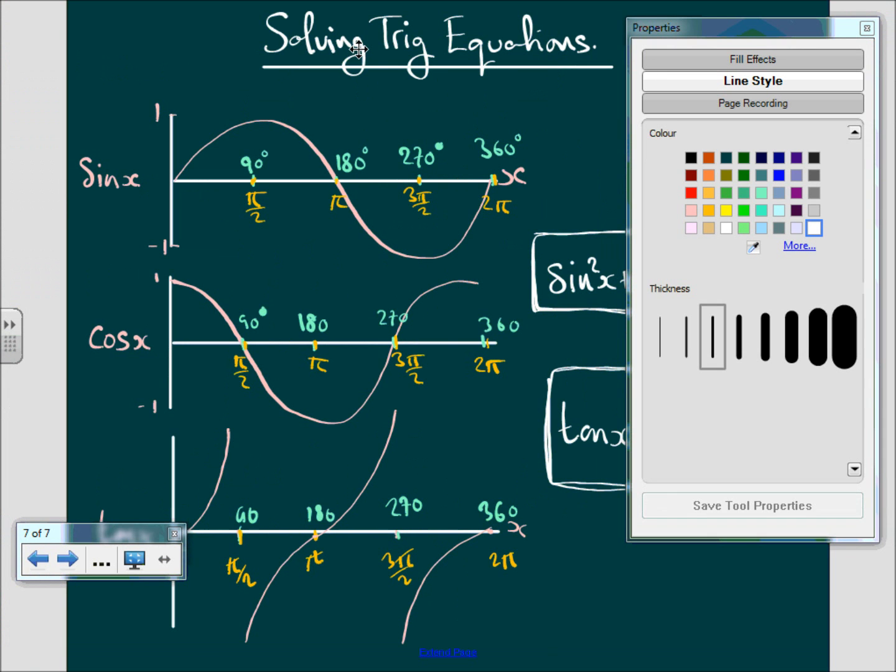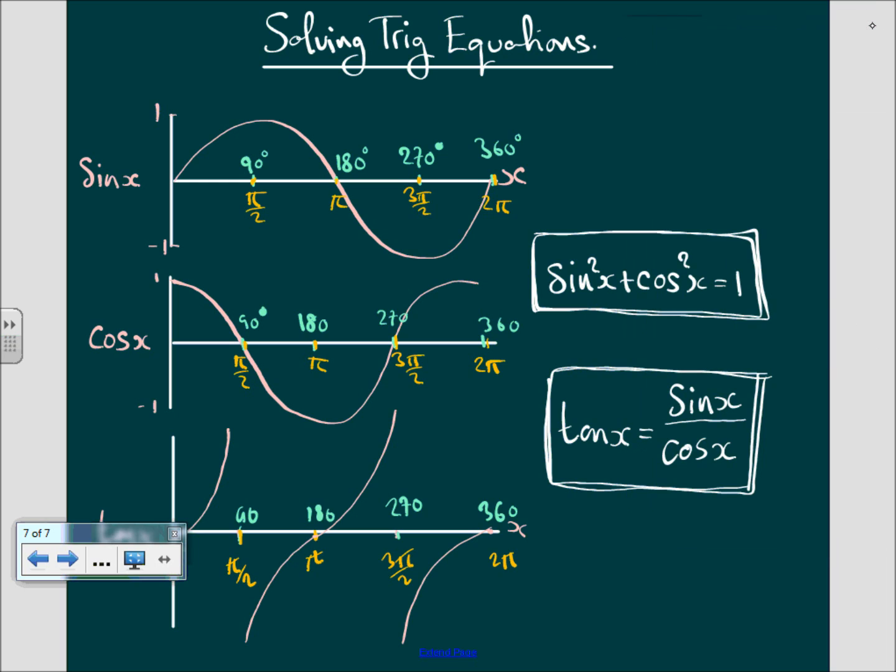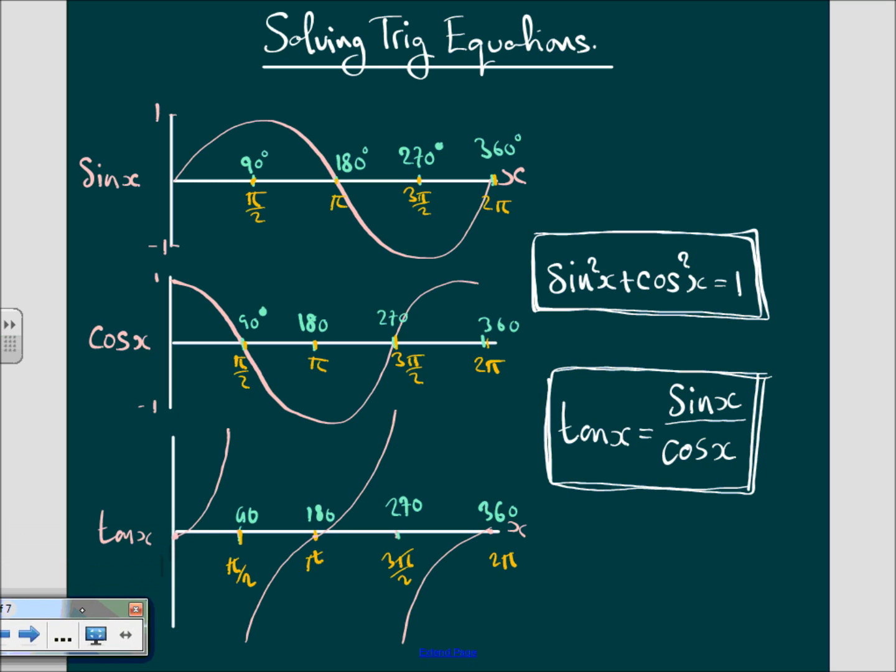So basically this page we've got here is the basics of all the stuff you will need to know to start solving these trig equations. You need to know what the graphs look like for sine, cosine and tan. You need to know degrees and radians equivalent, and you also need these two identities. And now you can pretty much answer any question on Core 2.